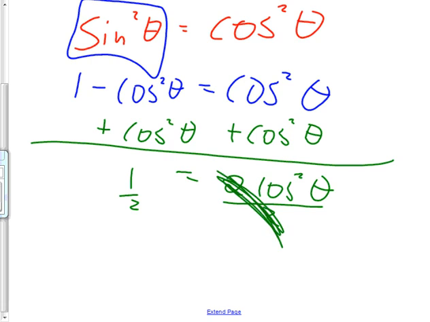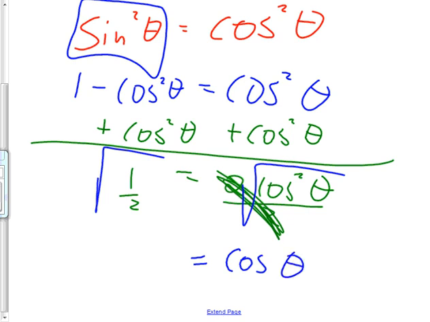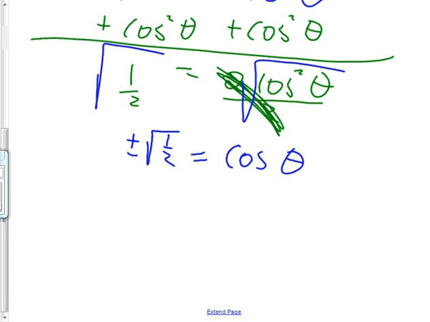I'm so close. How do you get rid of a squared? Square root. So I take the square root of this side, square root of that side. What's the square root of 1/2? Cosine, it's not squared anymore, of theta, has to be equal to some weird square root, and it's plus or minus. Plus or minus the square root of 1/2. Could your calculator maybe come in handy in doing this? Yeah, you can use your calculator.